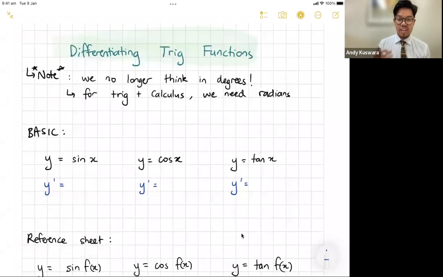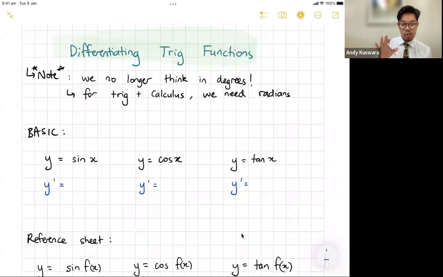Okay, let's start. So today, this is probably the main concept here that we're trying to get. We're going to learn how to differentiate trig functions. Okay, now straight off the bat, we no longer think in degrees. The moment that we start thinking about calculus, we need to think about radians. That's why we taught you about radians. That's why degrees doesn't cut it anymore. We have to think in radians.